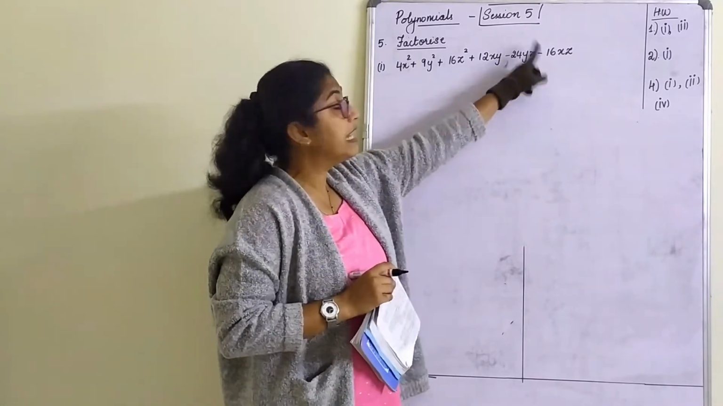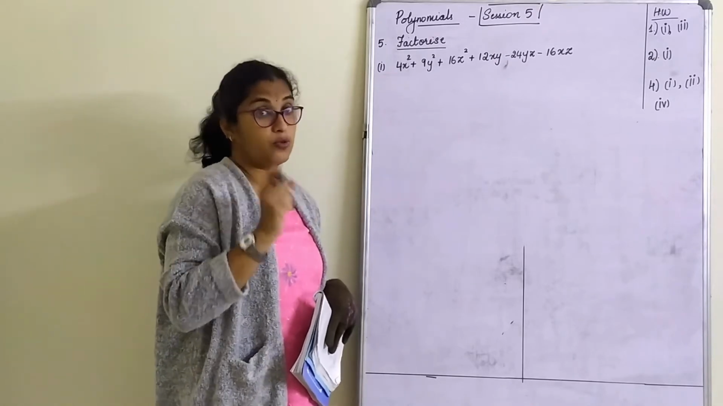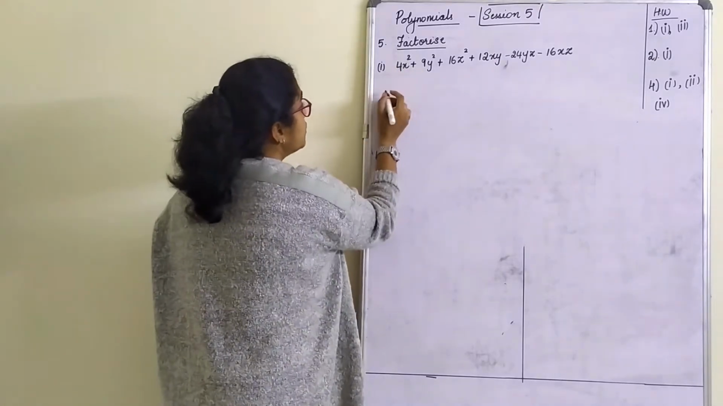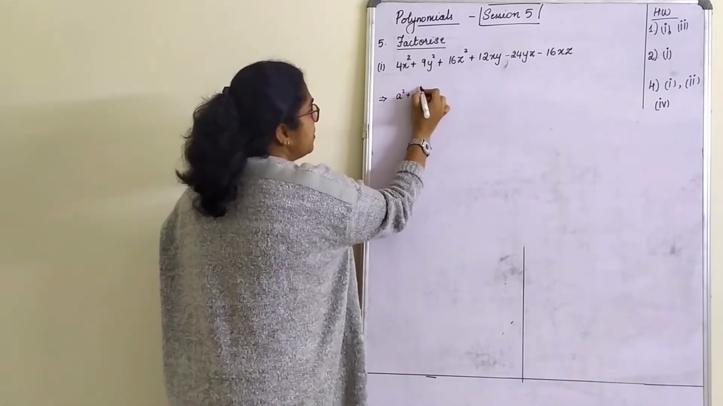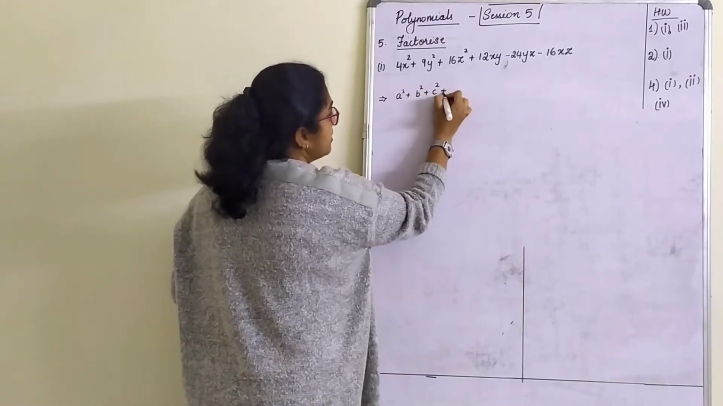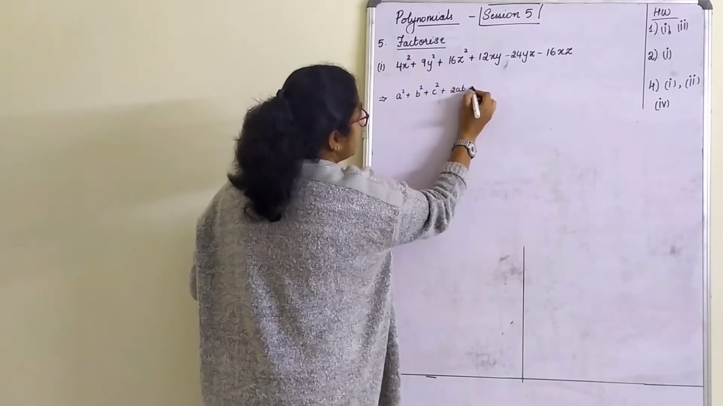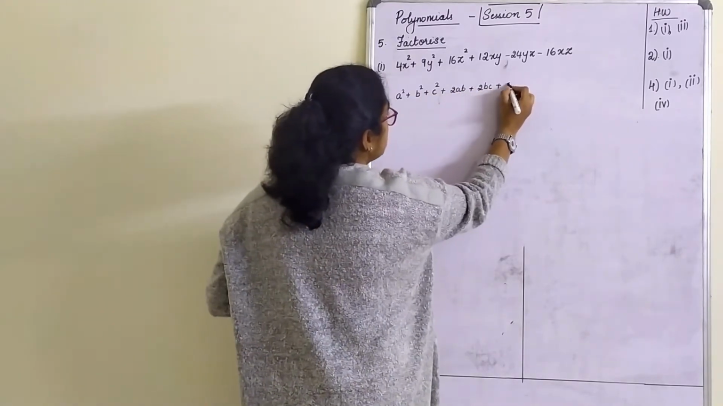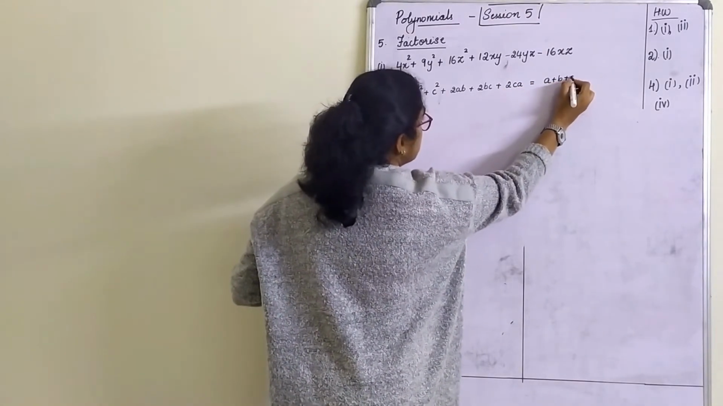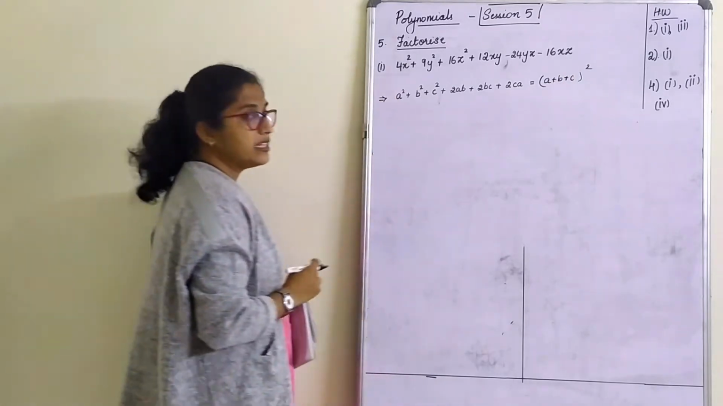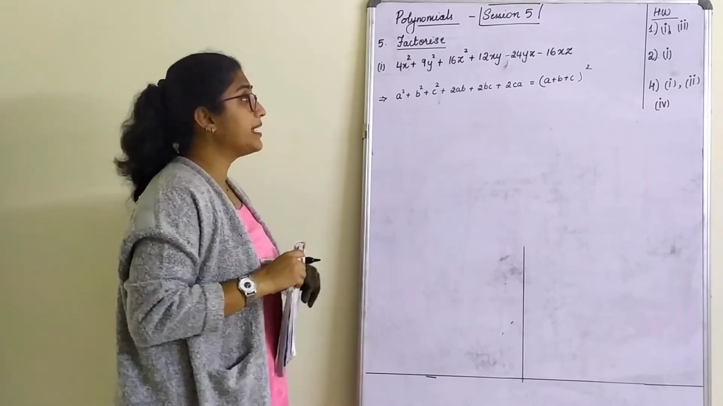Please be careful, there are again minus signs here. So whether a is minus, b is minus or c is minus, we need to do that correctly. So I will just write, this is of the form a square plus b square plus c square plus 2ab plus 2bc plus 2ca, which is nothing but a plus b plus c whole square. In the formula, it's only plus. Only the terms a, b, c are minus.